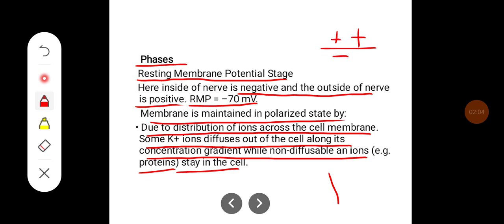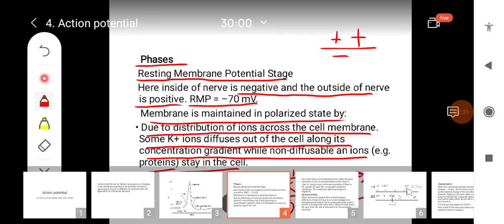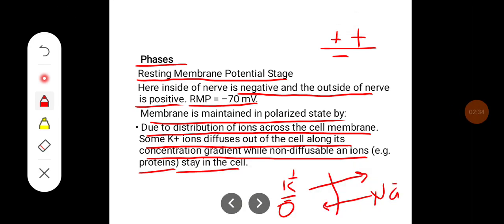If you compare inside the cell, there are some negative ions, because of which there will be an unequal distribution of the ions. And we know that potassium concentration is high inside, and this tries to move out of the cell, and at the same time sodium concentration is high outside, which is going to try to move inside the cell. And the permeability for potassium is high, so sodium cannot compensate for that.